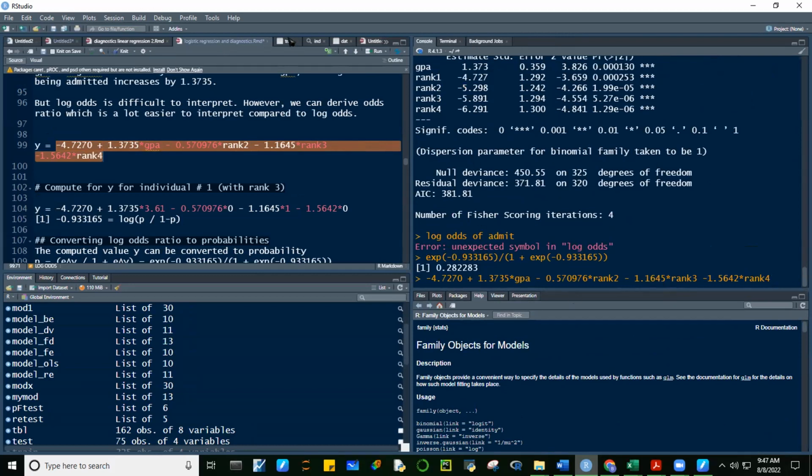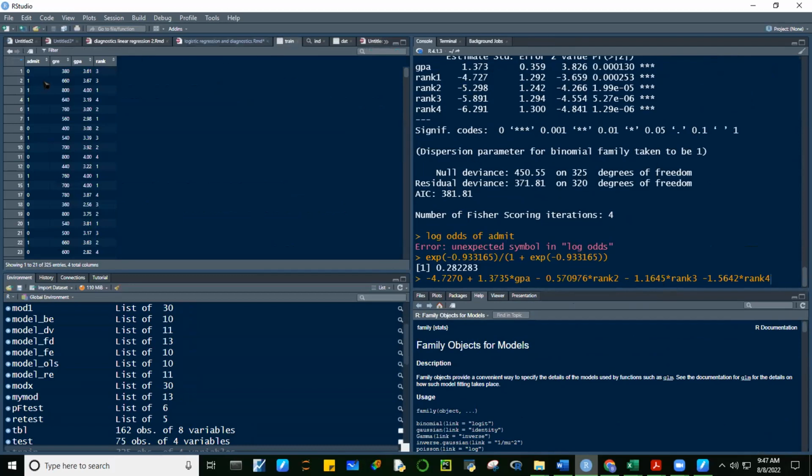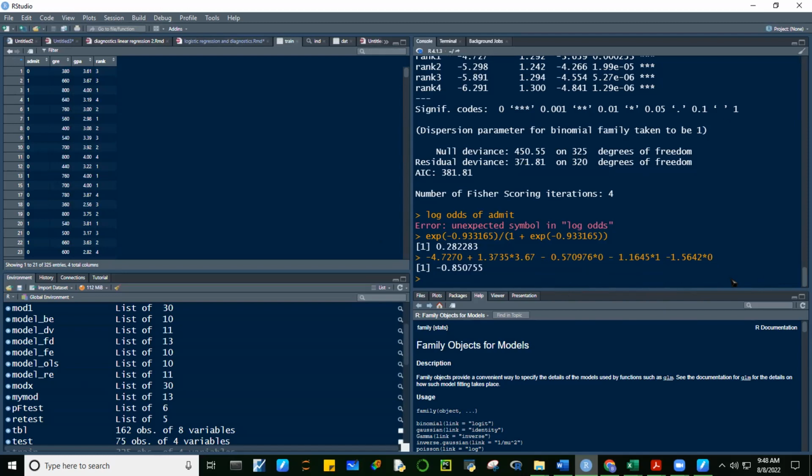Okay, so let's take a look at person number 2. Ano GPA niya? 3.67 at saka rank 3 siya, no? Okay, so let's do that. GPA niya is 3.67. Rank 3 siya. So this becomes times 0, times 1, and then times 0. There. Control Enter. All right, I'm getting negative 0.85.